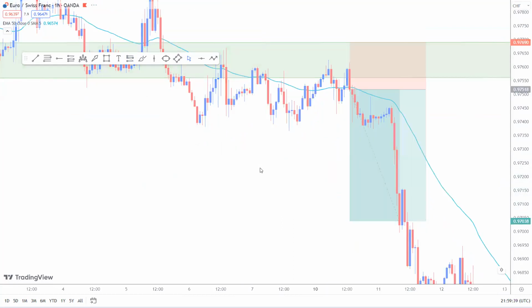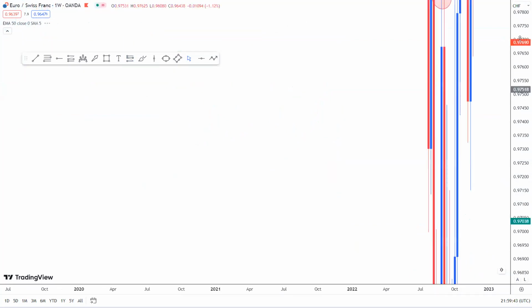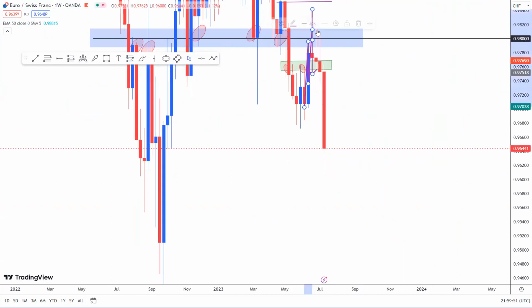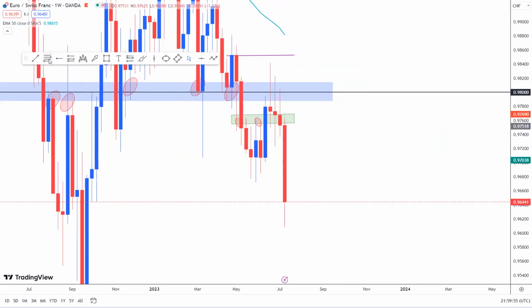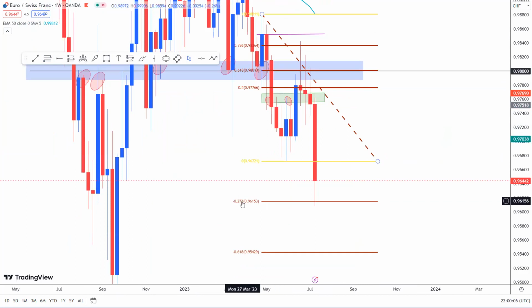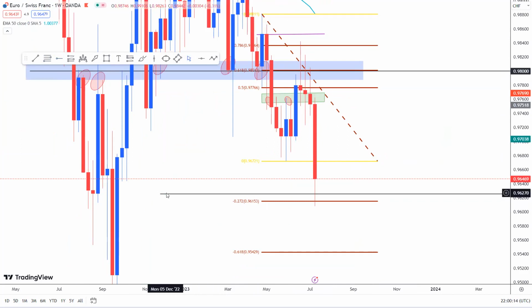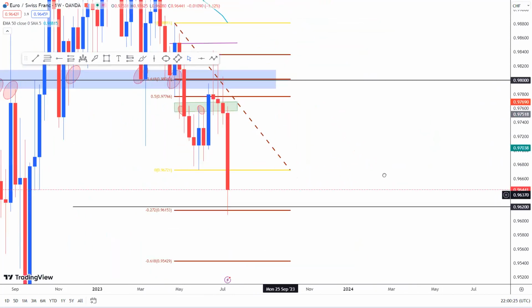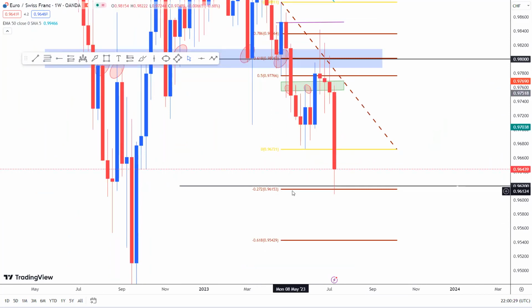Moving back to the weekly time frame, bringing in the Fibonacci tool from the previous swing high to the most recent swing low, I had my take profit targets at the negative 27.2, somewhere just close to this $96,200 psychological level, somewhere just very close to the negative 27.2 of the Fibonacci.